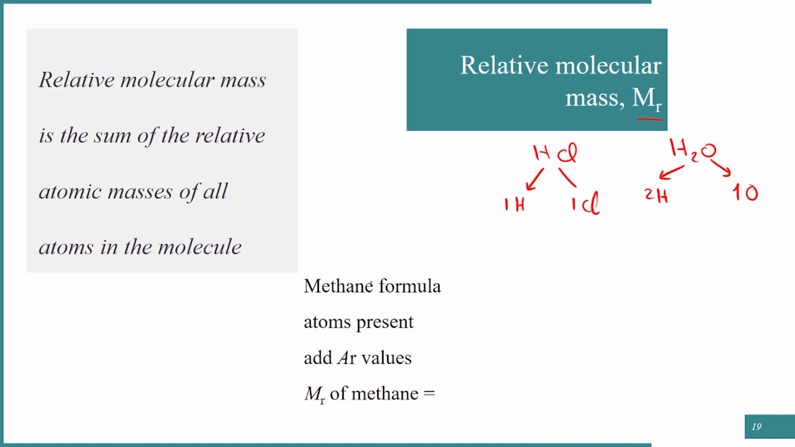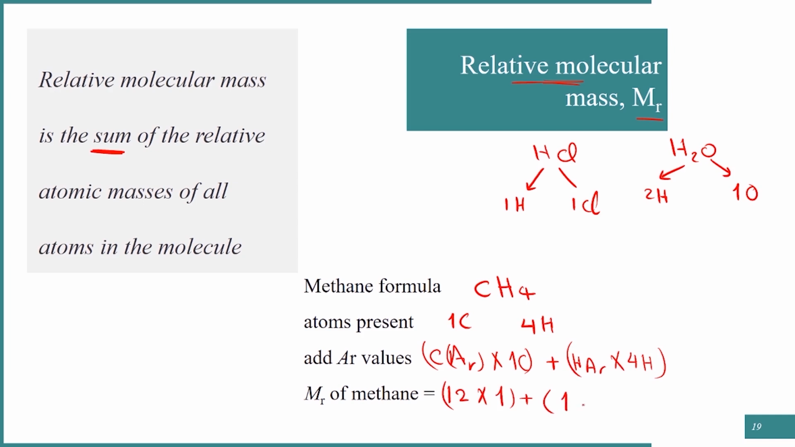The sum of the relative atomic masses of all atoms in the molecule gives us the relative molecular mass of a compound. The relative molecular mass of a compound is dimensionless as well, which means it has no unit. For example, a methane molecule has 1 carbon atom and 4 hydrogen atoms. The relative molecular mass of methane is equal to the relative atomic mass of carbon, 12, multiplied by the number of atoms, which is 1, plus the relative atomic mass of hydrogen, 1, multiplied by the 4 atoms, equal to 16. So the relative molecular mass of methane is equal to 16.